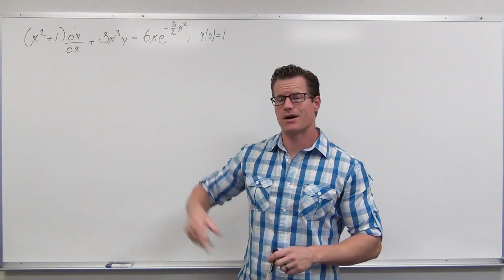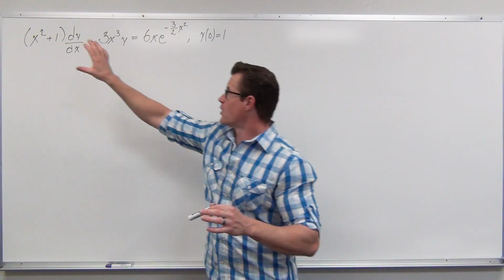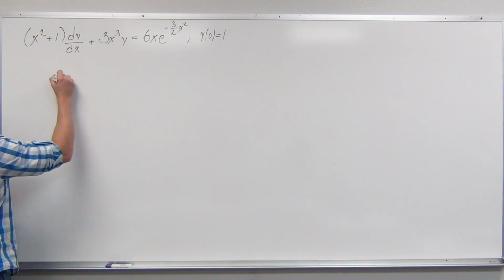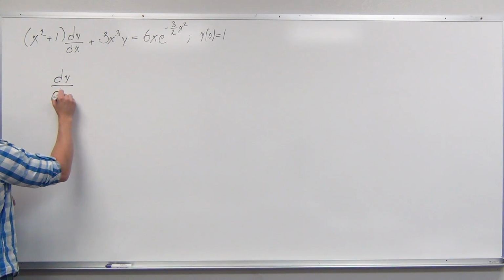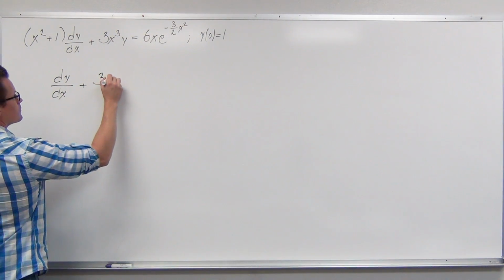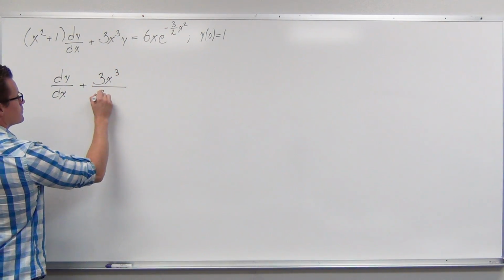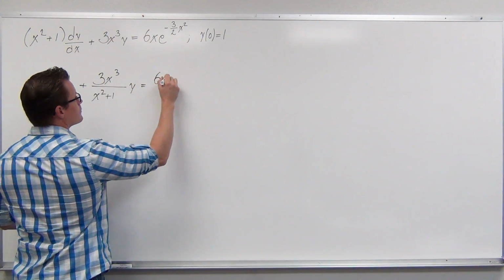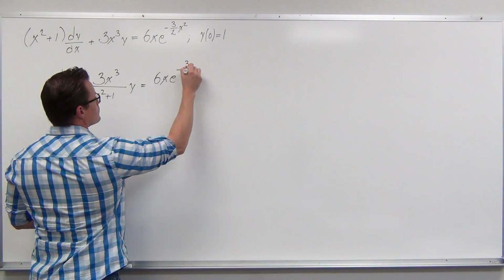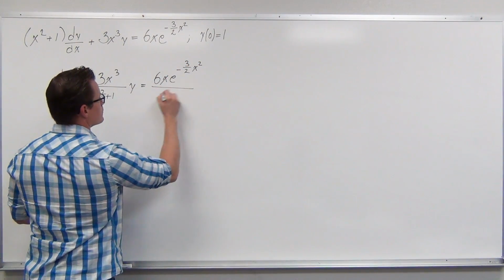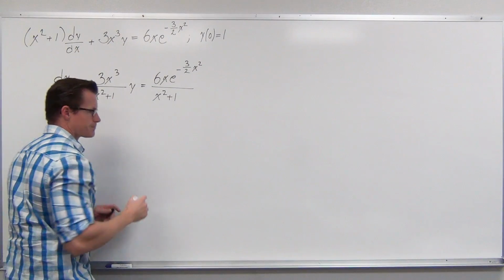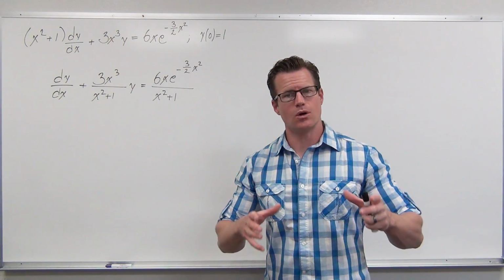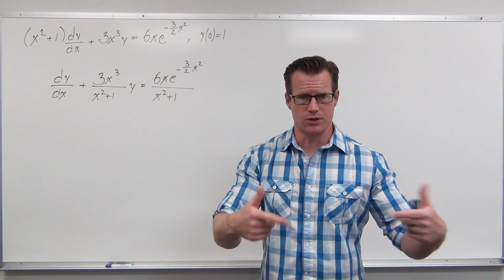That means for us, we've got to divide by the x squared plus 1. We're going to do that. Divide all three terms by that x squared plus 1. And so we get that. That's the form that we want. If that's familiar to you, that's fantastic. You know the proper form for solving these first order linear differential equations.